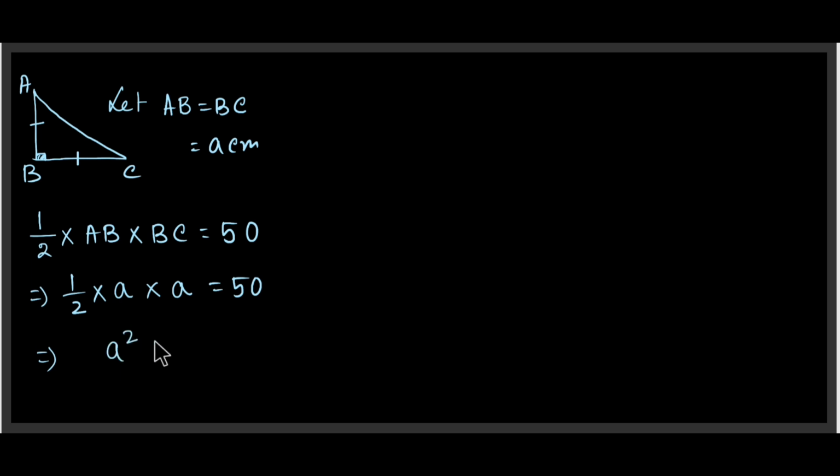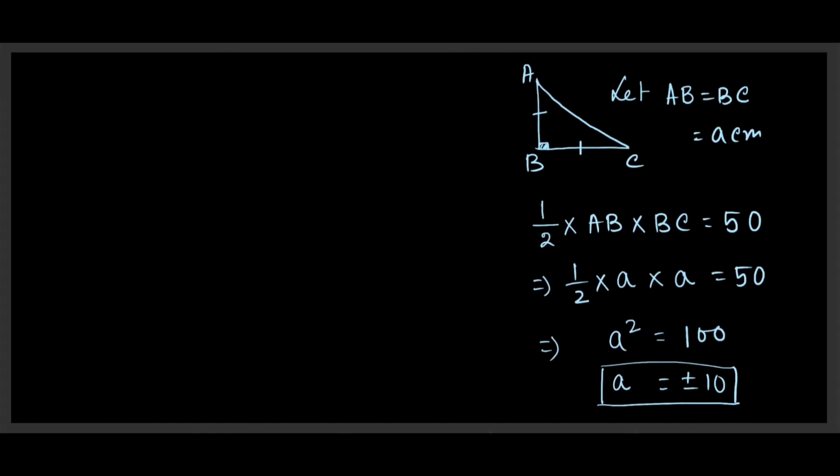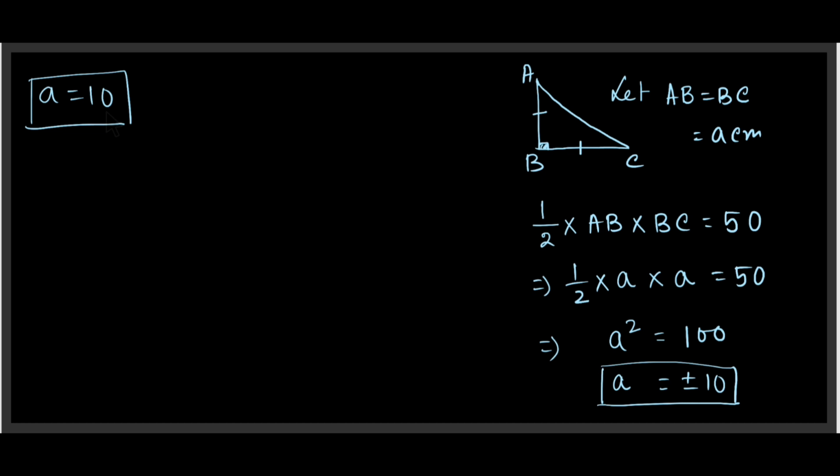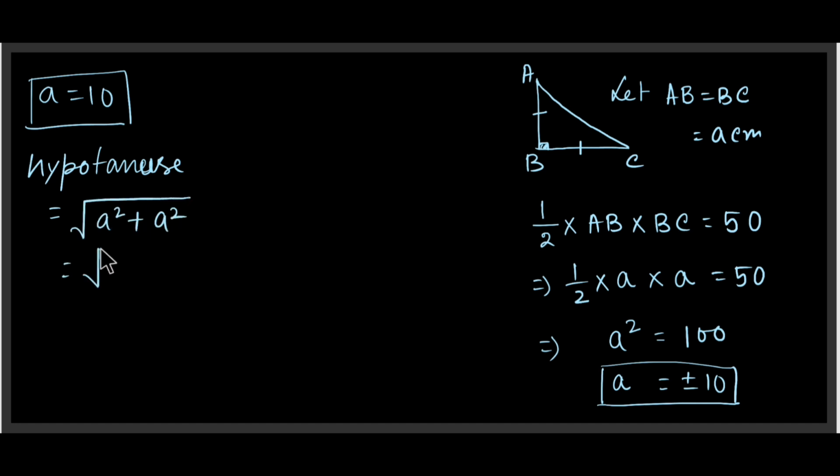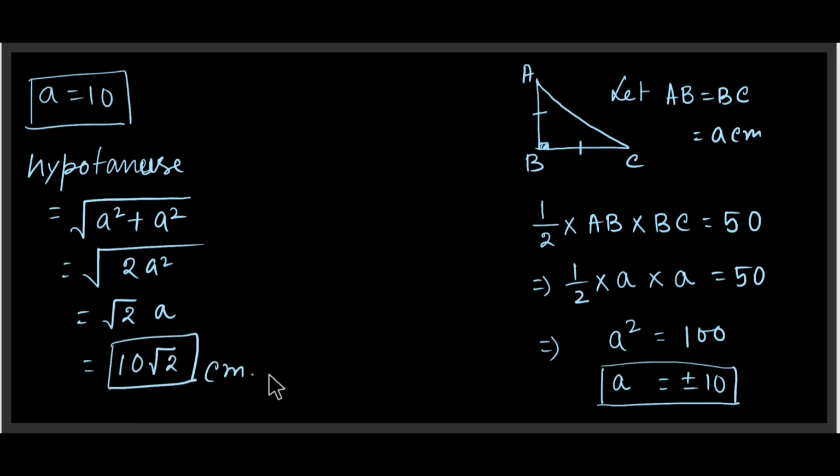So A square is equal to 100 and A equals plus minus 10. And now we avoid this negative value of A because A is the side of the triangle. So we consider that A is only 10. So the hypotenuse must be root over A square plus A square. So it is 2A square, meaning root 2 into A, and we have the value of A, so it must be 10 root 2 centimeter. So it is our answer.